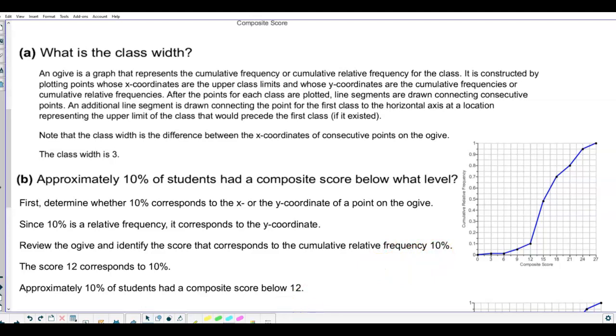So if we take a look at that, well, 10% is the same thing as 0.1. And then what we're going to do is we're going to go all the way to where it touches the graph. And so if we go down, it gives us a composite score of 12. So approximately 10% of the students had a composite score below 12.